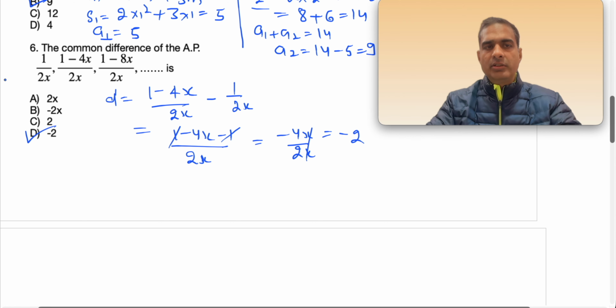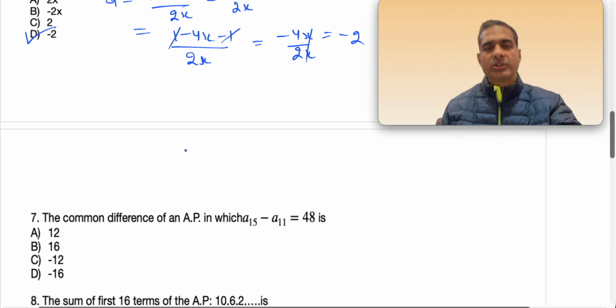So in this question, it was asked to find out the common difference. How did we find out the common difference? We subtracted the first term from the second term, and the denominator was same, so it was quite easy. We just subtracted the numerator. 1 got cancelled out, and minus 4x by 2x, x got cancelled out, and 4 by 2 is 2, so minus 2 is the common difference of this AP.